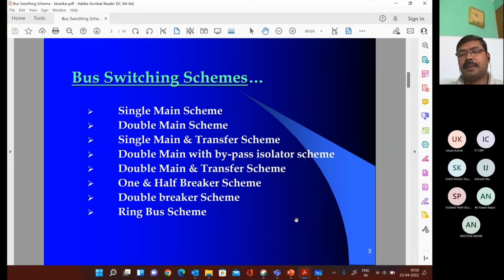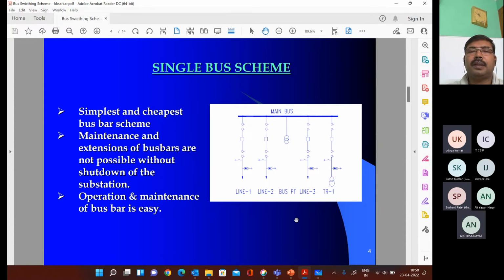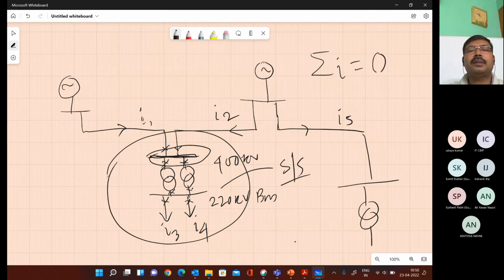Okay, about the scheme. So this is a single main scheme. This is visible. Hello. Yes, sir. Visual. So now I'll try to draw this here. Okay.